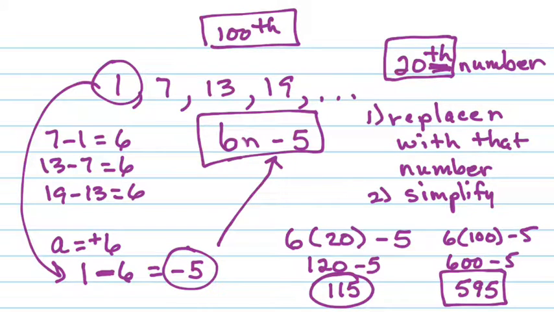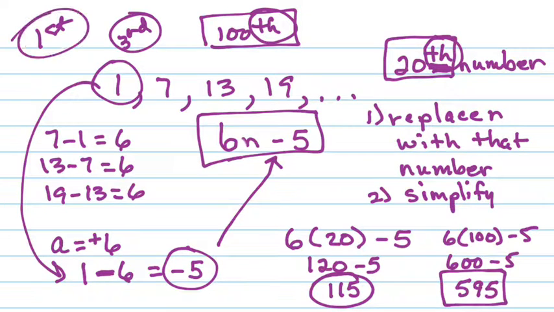And again, the way you'll know that it's the n is it's the 100th, or the 20th, or the 1st, or the 3rd. Look for those keys that tell you that it's a number that's in order. So that tells you that that's the number that you need to put in place of n. And notice that I use parentheses here, a bracket here, because a number in front of a bracket means to multiply. If you prefer, you could write it as 6 times 20, 6 times 100. Both of those things mean exactly the same thing.